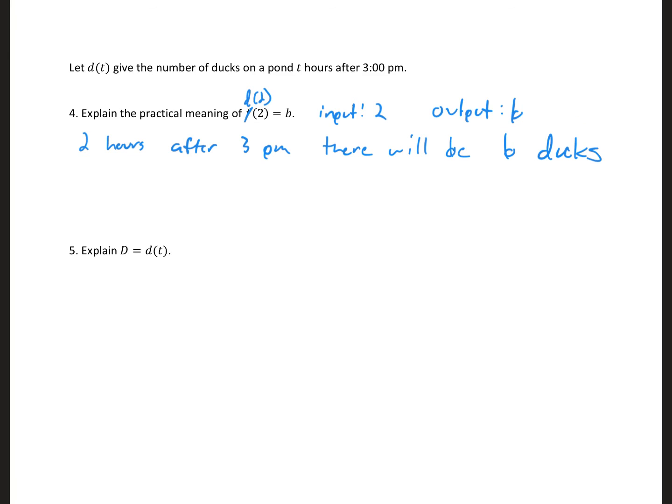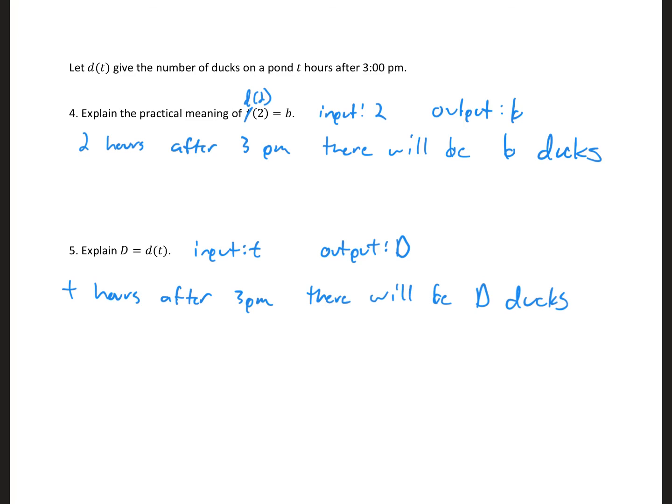Lastly, explain D equals D of T. We've simply just reversed the order of the output. Now the output's coming first, uppercase D. The input is still T. So the input here is still T, and now we have an output, which is also represented by a variable. This is uppercase D. So this is simply telling us T hours after 3 p.m. there will be D ducks, uppercase D ducks on the pond.